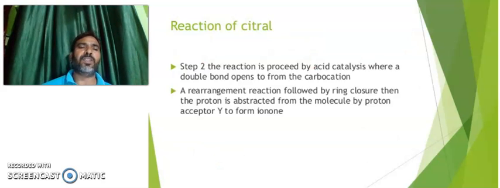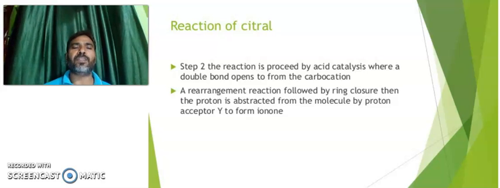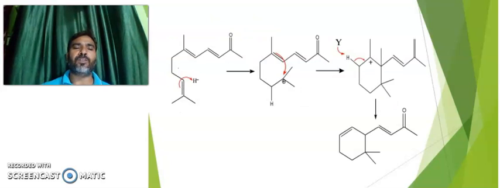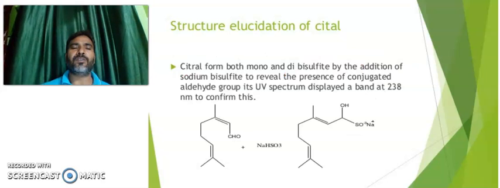Now, reaction of Citral, step 2. The reaction proceeds by acid catalysis, where a double bond opens to form a carbocation. The rearrangement reaction is followed by ring closure. Then the proton is abstracted from the molecule by a proton acceptor to form ionone. So this is the reaction sequence.